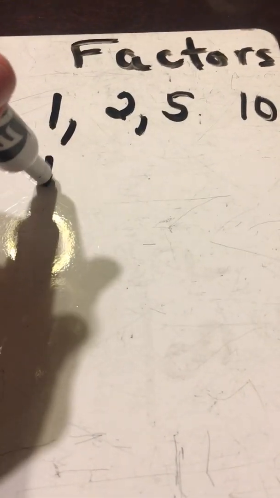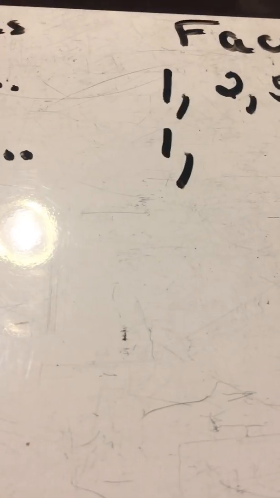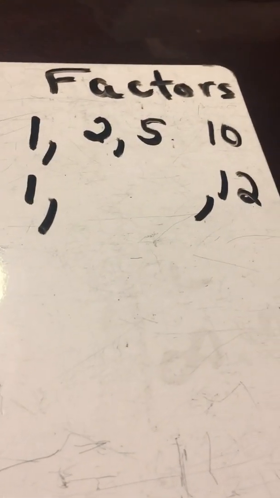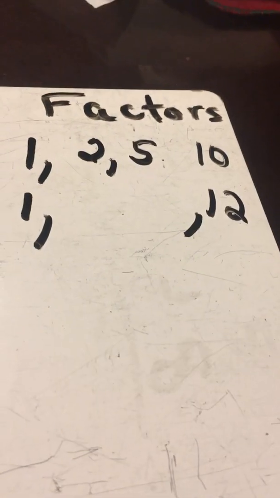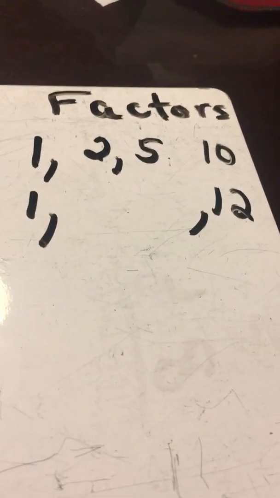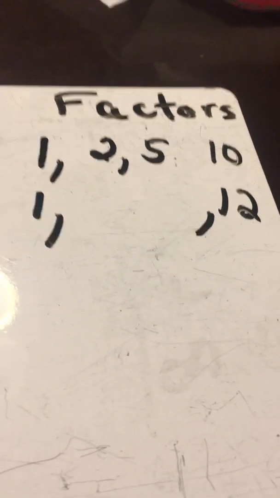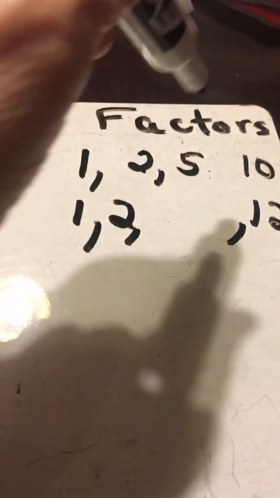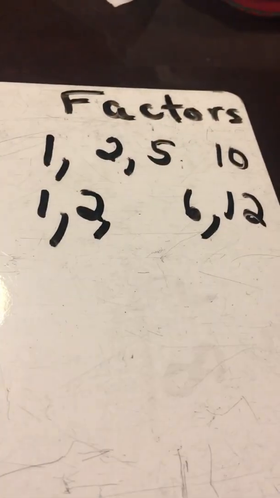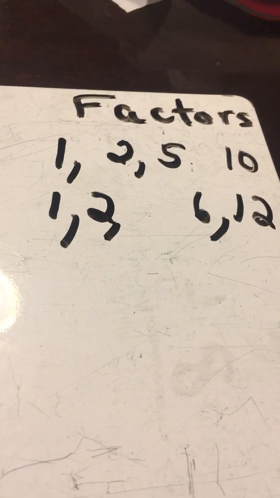The factors always start with 1. One fun factor. I'm having fun. So 1 times what will give you 12? 1 times 12 will give you 12, because they come in pairs. See, there's one pair. Now let's try 2. Will 2 times something give you 12? Yes, it will. 2 times 6 will give you 12. So there's another set of factors.